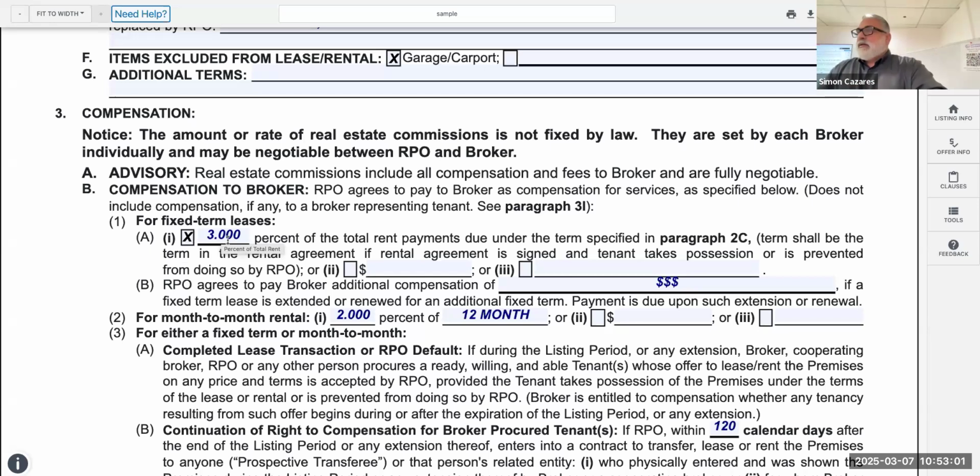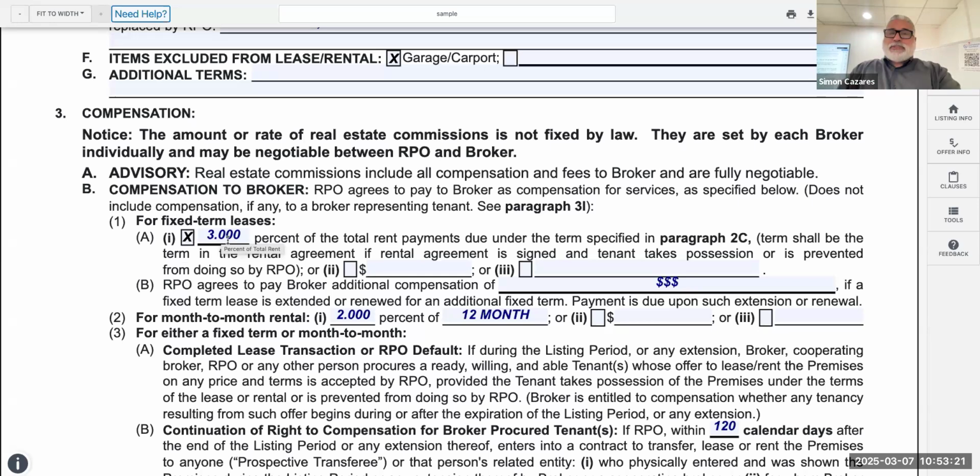What will be the flat fee? It varies, it really varies. I mean, I've seen flat fees of a couple hundred dollars. I've seen flat fees of $100, $75, $50, and I've seen no compensation to any agent as well.